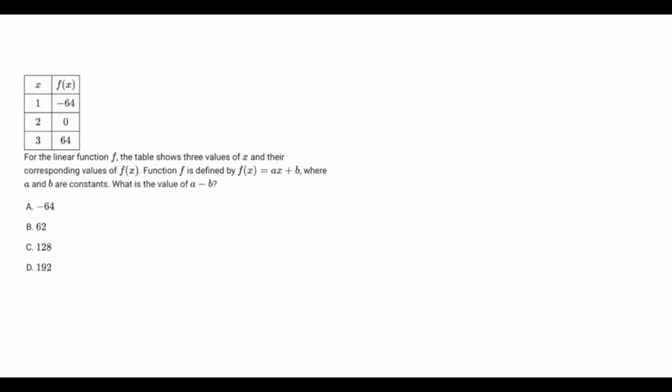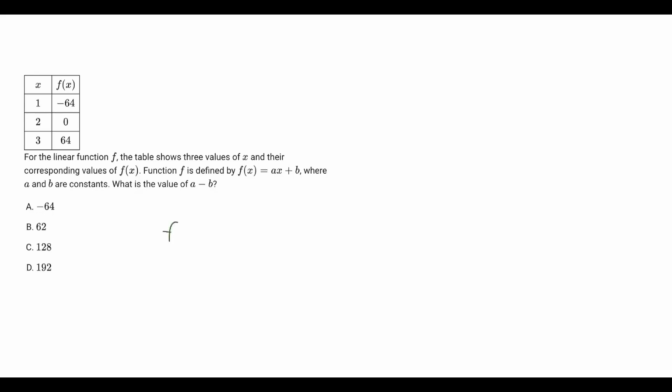It says for the linear function f, the table shows 3 values of x and their corresponding values of f of x. Function f is defined by f of x equals ax plus b, where a and b are constants. What is the value of a minus b? All right, so they give us 3 values of x. And so what we can do is actually make the function, right?